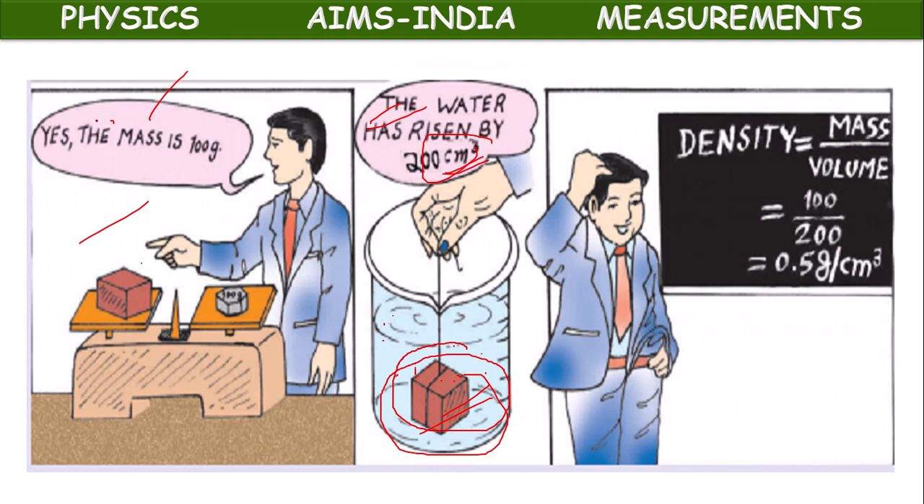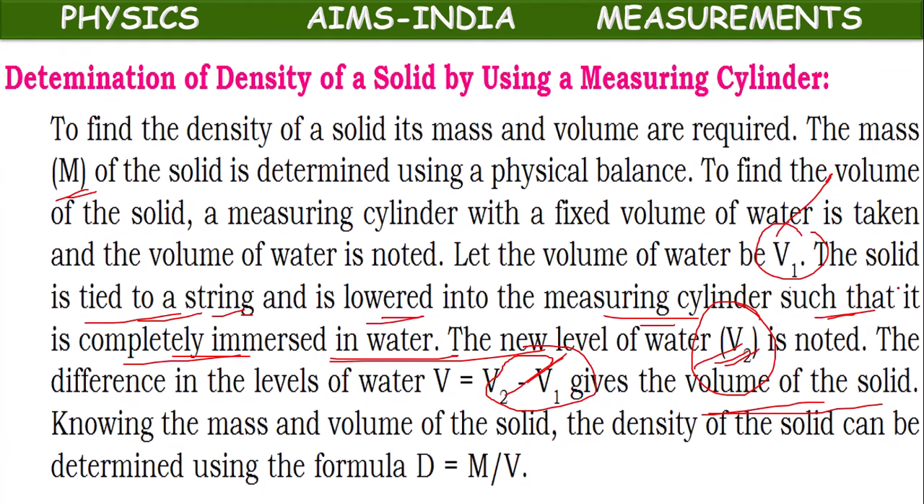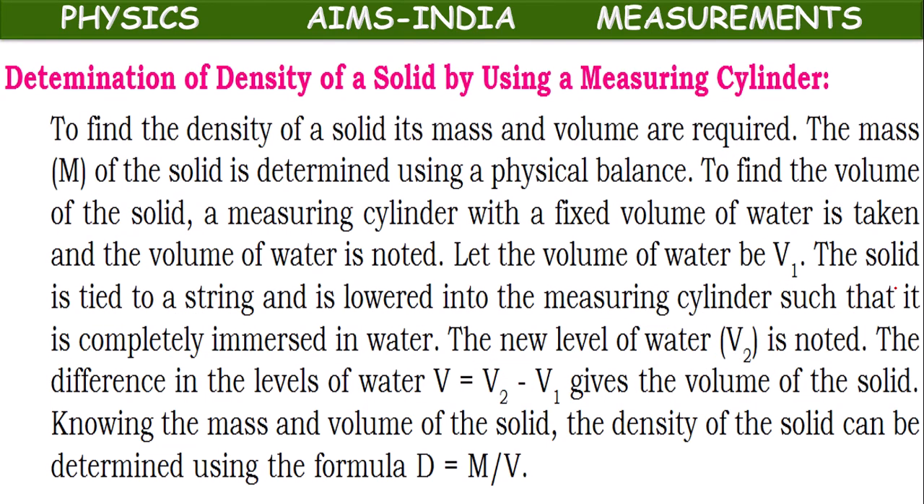So mass is already 100 grams. Mass we have already calculated, and now volume also we have got. Density equals mass by volume. Mass 100, volume according to this diagram 200 centimeter cube. Mass 100 grams, so 1 by 2 means 0.5 gram per centimeter cube. Like this we can calculate the density of a solid with the help of another liquid.